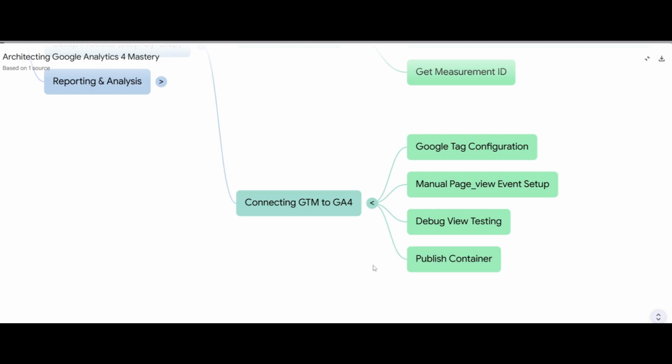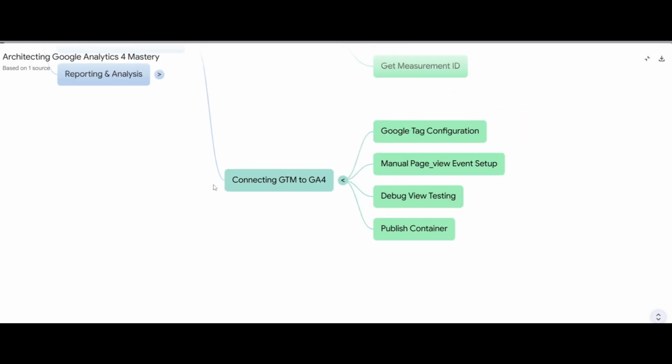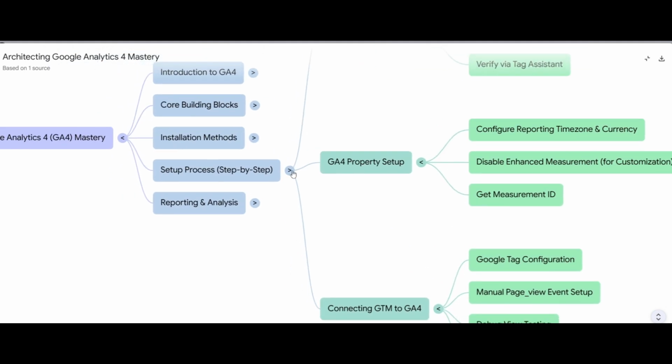Google tag configuration, manual page view, event setup, you can do, or you can track manual page by tab, then debug, view, testing, publish content. I think it's great for you.